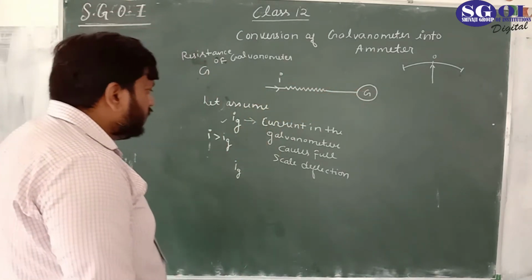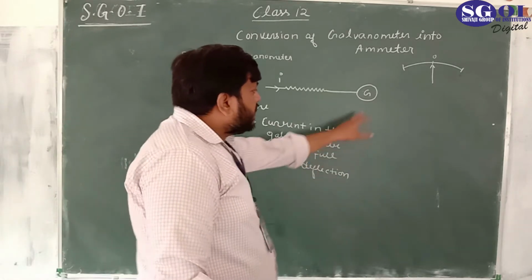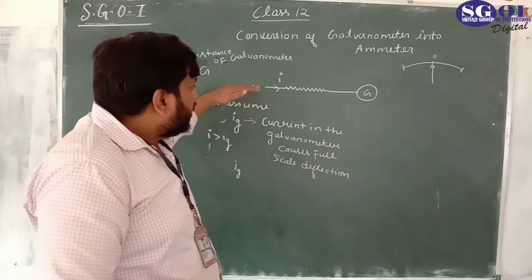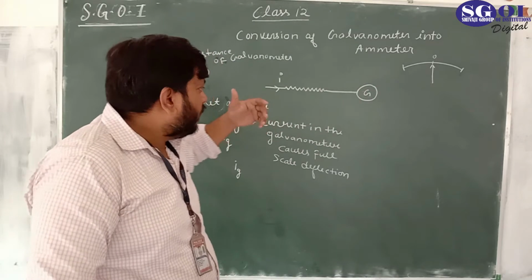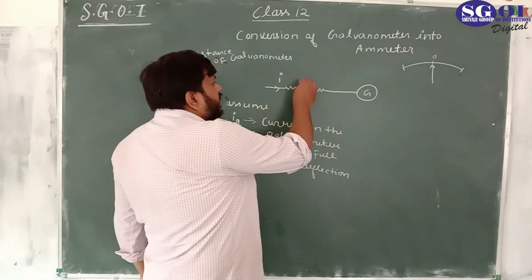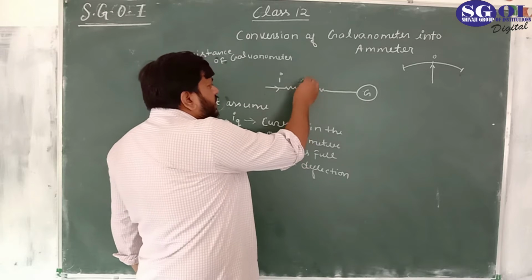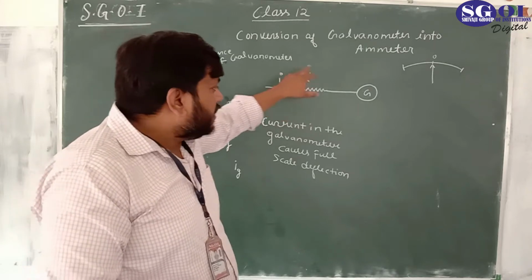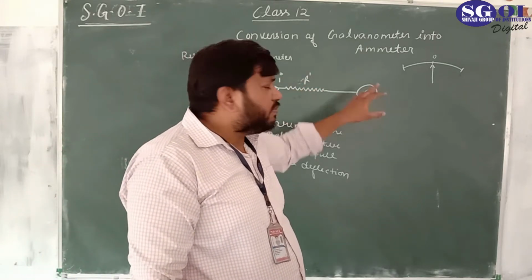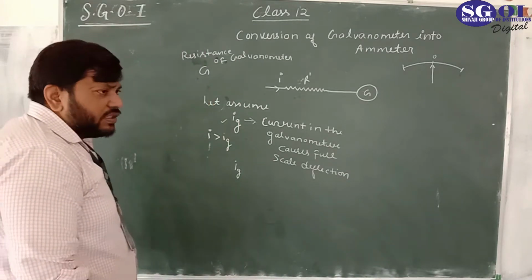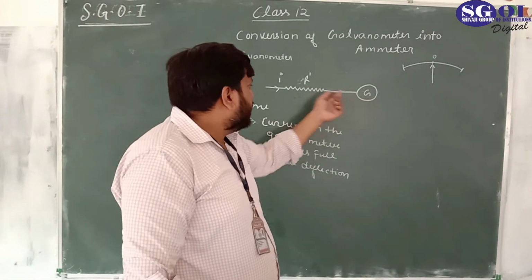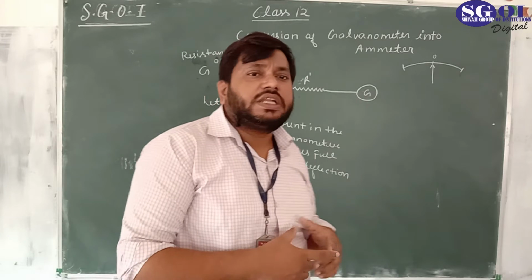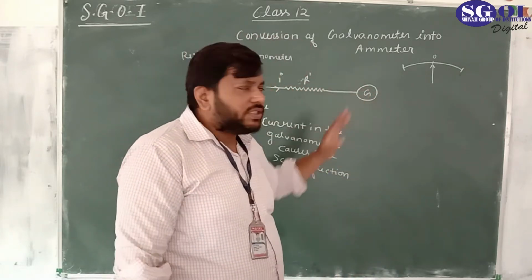Now, we know that the galvanometer has a resistance G, and if we place the galvanometer here, the resistance of this circuit would increase. Why? Let's say r is the resistance of this circuit in which the current I is flowing. As we place the galvanometer in series, and its resistance G is significant, the total resistance of the circuit, since they are connected in series, increases. So the total resistance is R dash plus G, which is increased.